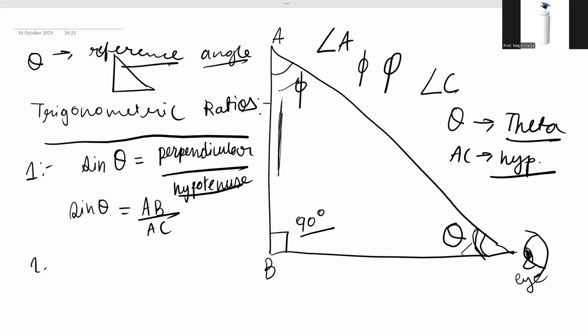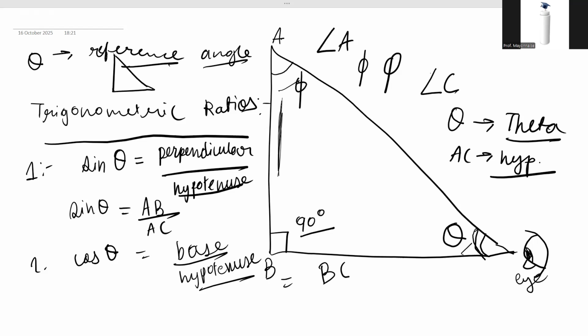Similarly, the cosine of theta, which we write as cos theta, is base by hypotenuse. So with reference to theta, what's our base? BC, and our hypotenuse remains constant, so it's AC. So our sine theta is AB by AC, and our cosine theta is BC by AC. I hope that we're all on track so far.